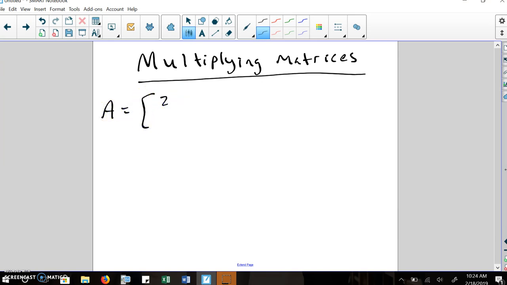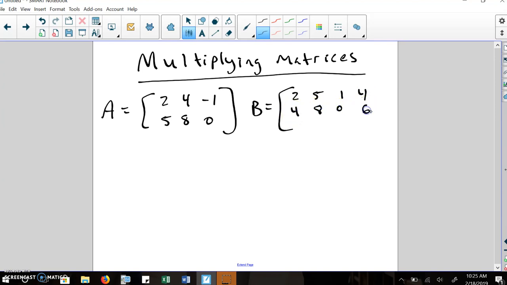So for matrix A, we'll go 2, 4, -1, 5, 8, 0. And for matrix B, it's going to be a bigger matrix. It's going to be 2, 5, 1, 4, 4, 8, 0, 6, and -3, 1, -2, and -1. Okay, not sure why that became green.